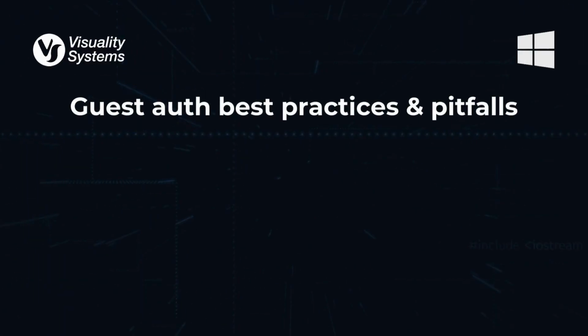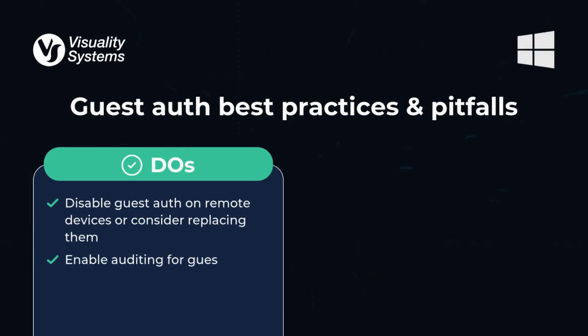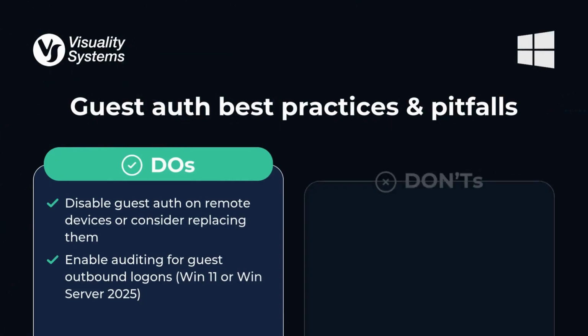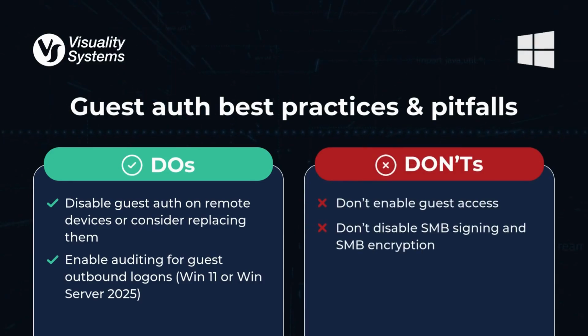Here are some best practices and common pitfalls when managing guest authentication. Disable guest access on remote devices wherever possible, or consider replacing devices that rely on insecure access. Also, enable auditing for any outbound guest logons, supported on Windows 11 or Windows Server 2025, to monitor and detect unauthorized access attempts. Avoid enabling guest access altogether and do not disable SMB signing or encryption. Similarly, avoid enabling SMB1 as it poses significant security vulnerabilities that outweigh any compatibility conveniences.